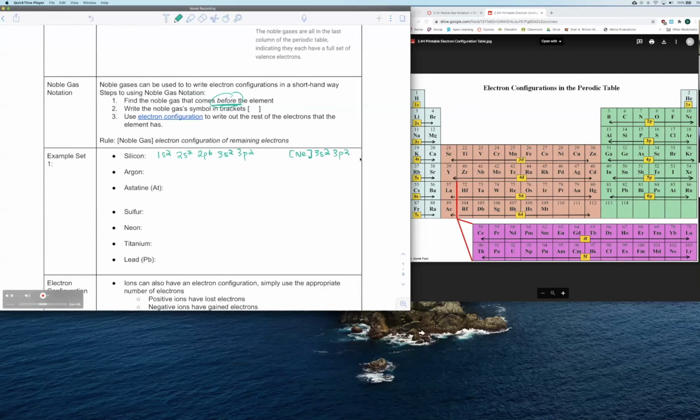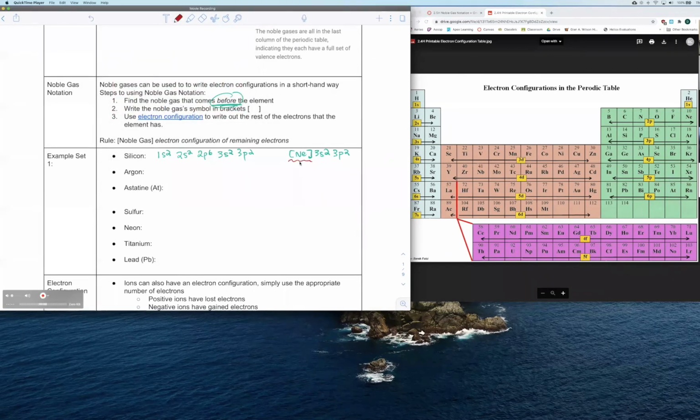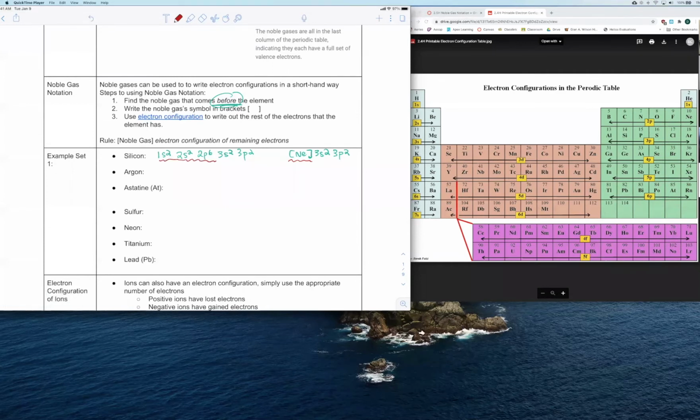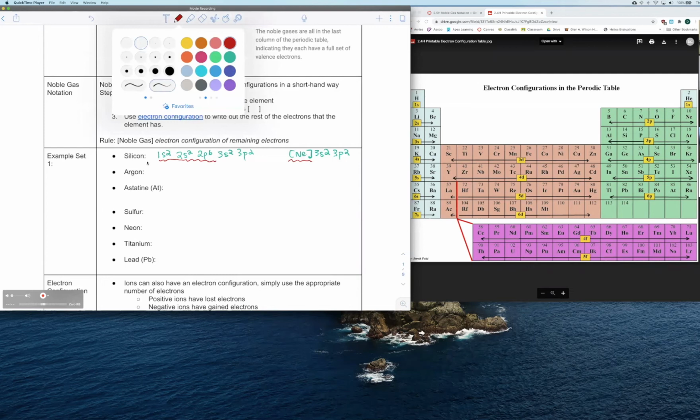So the noble gas notation is a lot simpler and easier to write out. The reason this works is that neon's electron configuration is the exact same thing as the first part of the full electron configuration for silicon right here. Since neon matches up with whatever we were going to write down for silicon anyway, we can just write out neon and then write the remaining electrons. So a lot shorter and easier than writing out the entire thing. Let's move on to the next example.